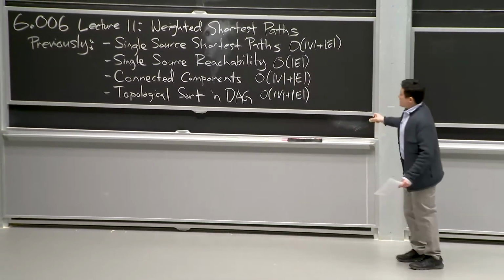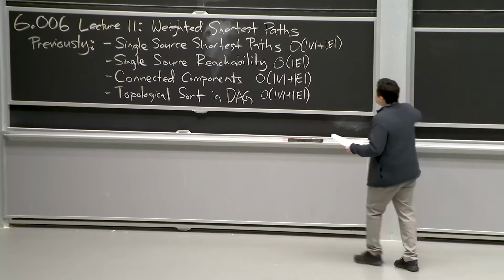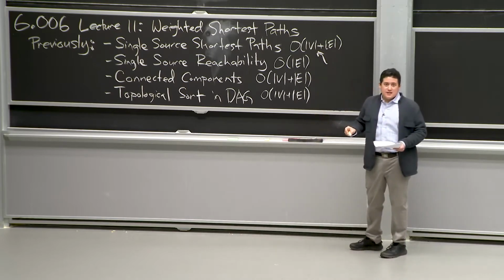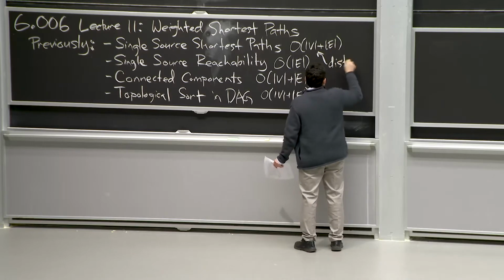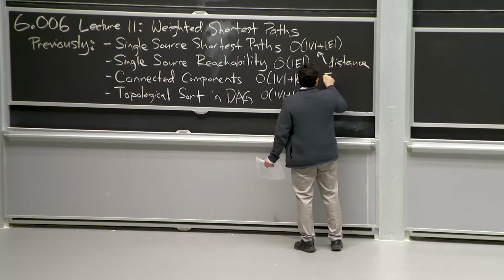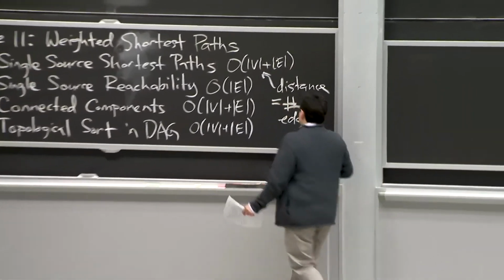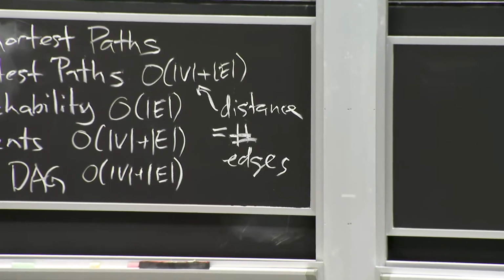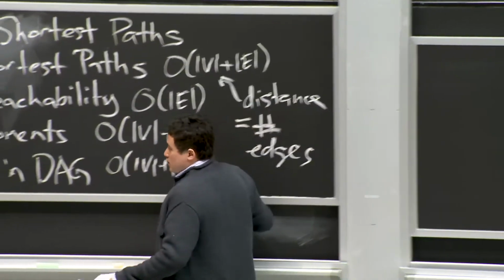All right, in this lecture and in the next four lectures, what we're going to do is, instead of measuring distance in terms of the number of edges in a path, so previously distance equaled number of edges, we're going to generalize that notion. So instead of counting an edge, we're going to count an integer associated with that edge. It's going to be called a weight.